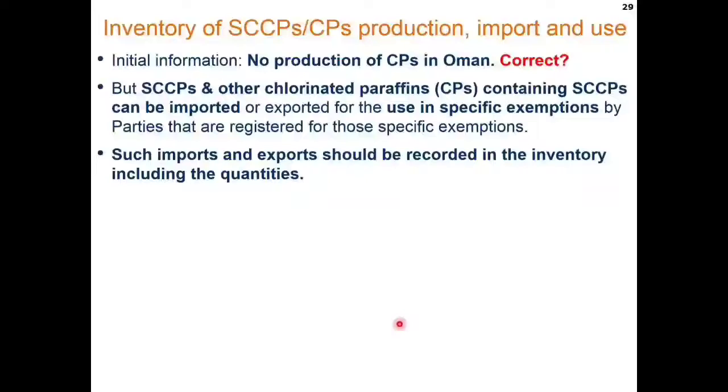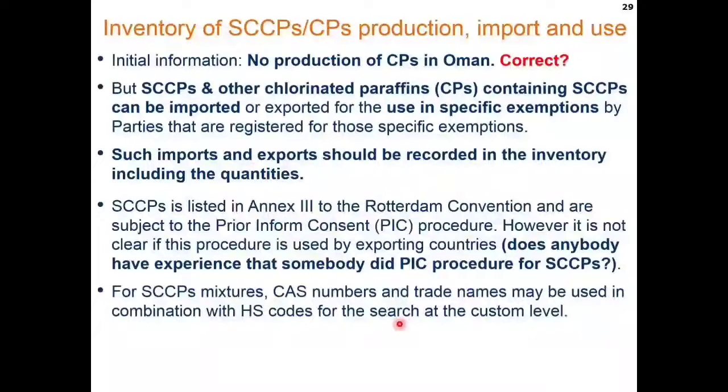So first, to check initial information in Oman. Do you have a production of chlorinated paraffins in Oman? Probably not. But interestingly, we have looked at Qatar, and it seems that Qatar has their own production of chlorinated paraffins. So they are at the moment assessing. But short-chain chlorinated paraffins and other chlorinated paraffins containing short-chain paraffins might be imported into the country. So such imports and exports should be recorded in the inventory. They might be, now that short-chain paraffins are also listed in the Rotterdam Convention, hopefully reported also by Rotterdam.